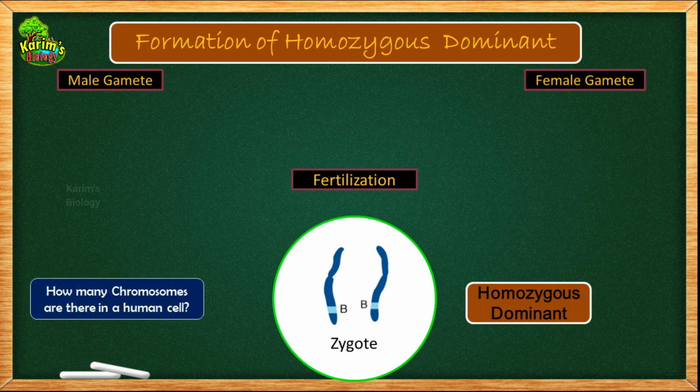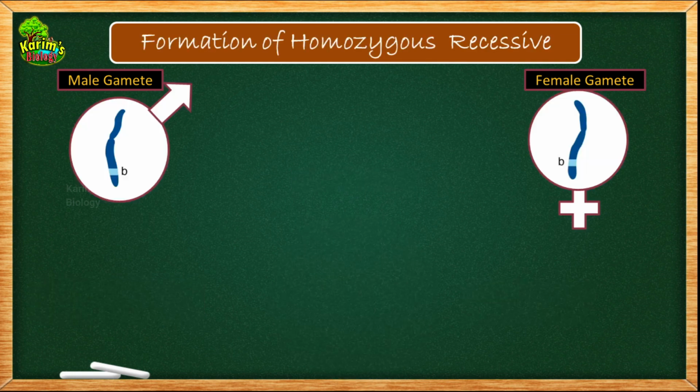Now there is a question for you. How many chromosomes are there in a human cell? If you know the answer, please write the answer in the comment box. And I want the chromosome number in pairs. How many pairs of chromosomes are there in a human cell? So let's move on to the next slide.